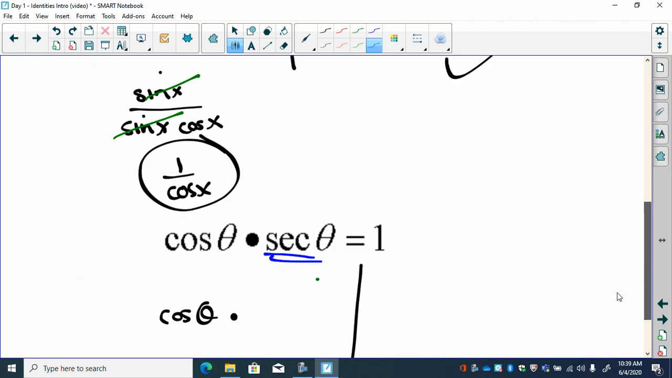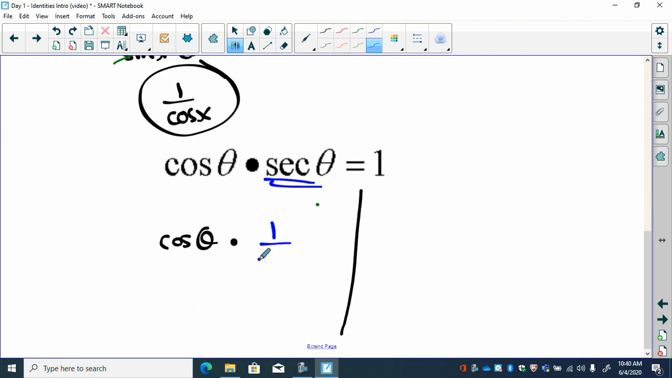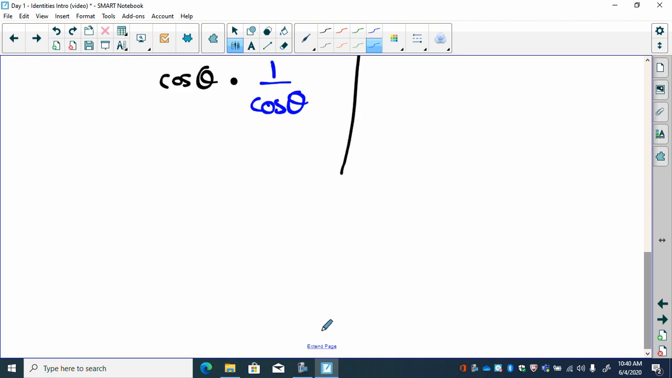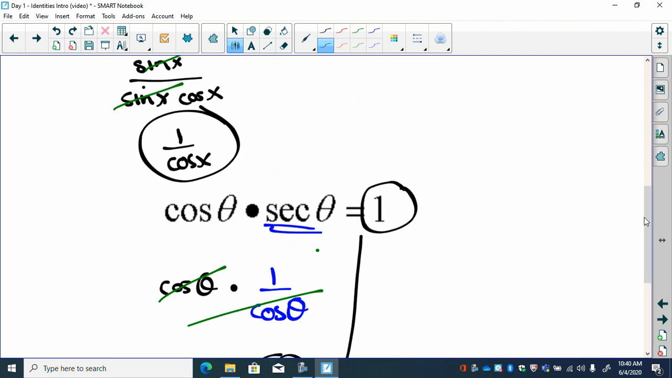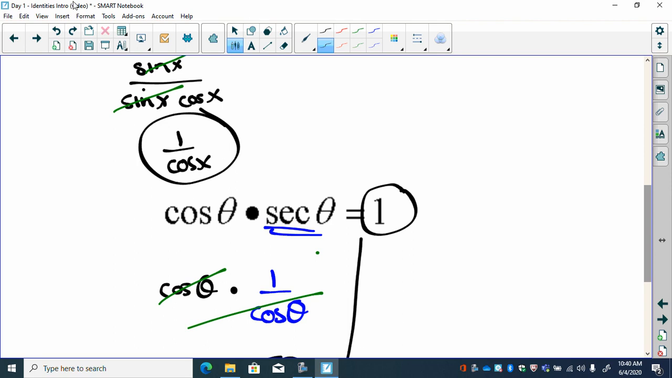And I'll multiply. Cosine theta times 1 is cosine theta. 1 times cosine theta would be cosine theta. I'd have cosine theta over cosine theta, or I could just cross those off. I would have 1 on the left and 1 on the right. So again, just direct substitution.